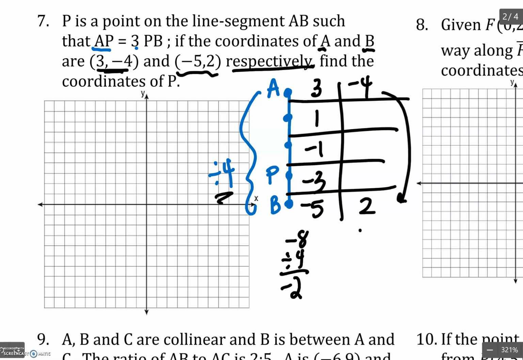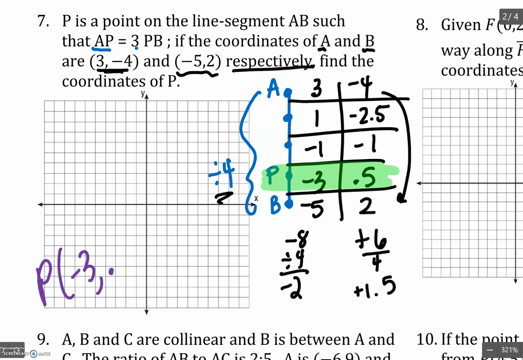To get from -4 to 2, we have to add 6. We're dividing that by 4, which means that we have to add 1.5 to each row. So when you do -4 plus 1.5, you get -2.5, plus another 1.5 is -1, and then 0.5. And then point P is at (-3, 0.5).